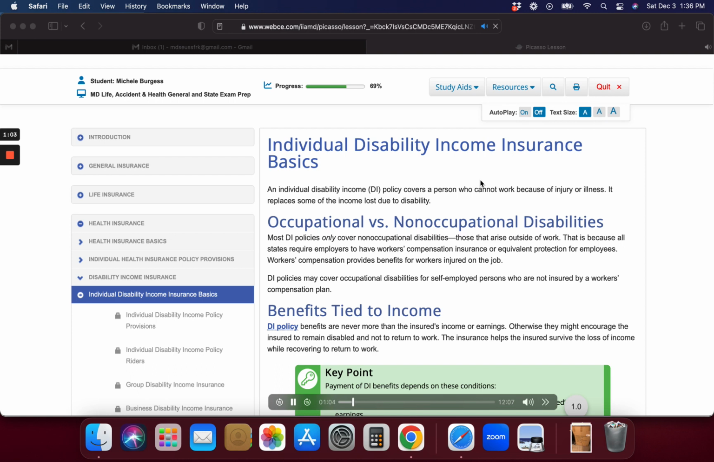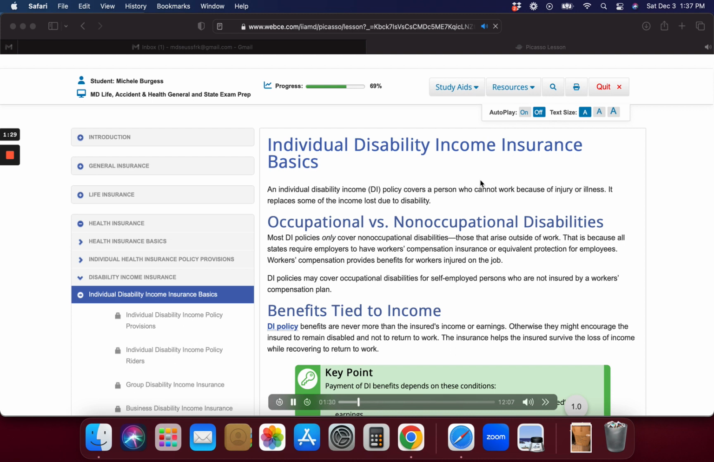Key point: payment of DI benefits depends on these conditions. No DI policy will be issued with benefits that are more than the insured's earnings. No DI benefits will be paid if the insured is not getting regular care from a physician. No DI benefits will be paid without periodic proof of loss. This requirement does not apply if disability is total and permanent.